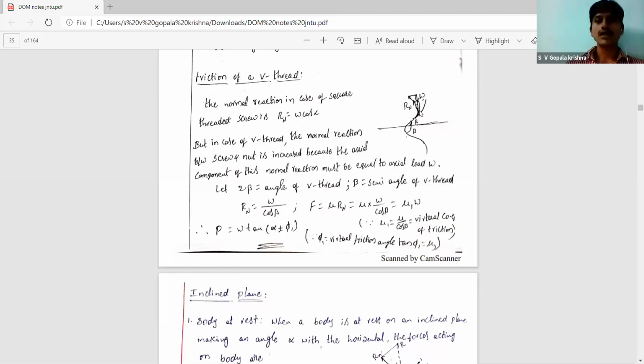How do we write W by cos beta? Observing here, we take one triangle with Rn and W. When we consider the adjacent side, then it is cos.